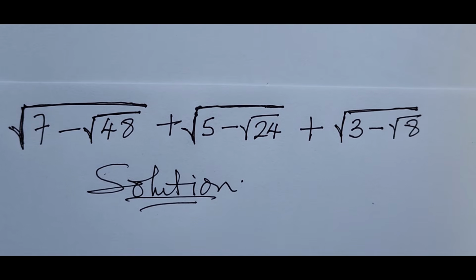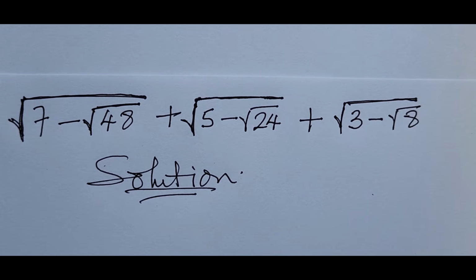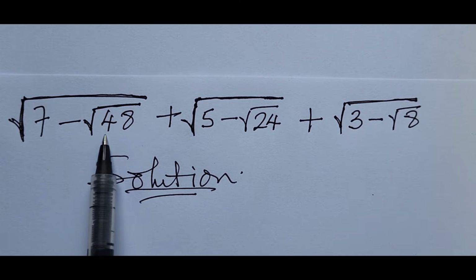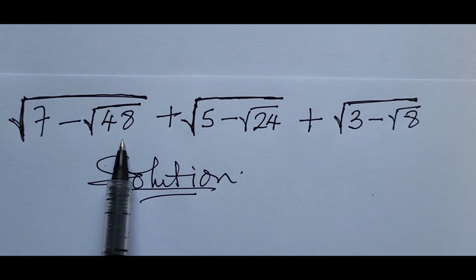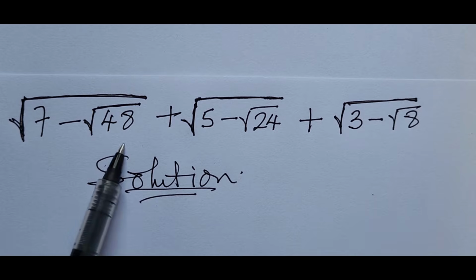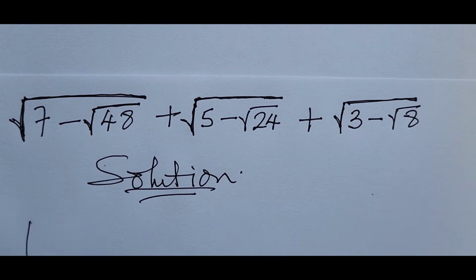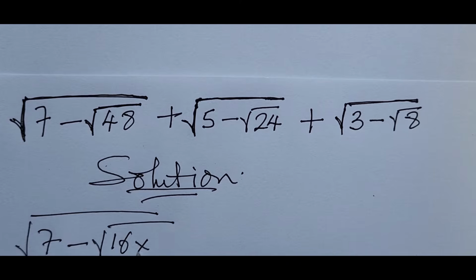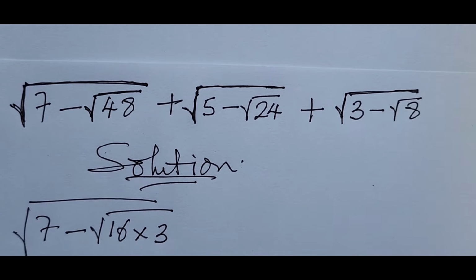So we're going to go step by step here. The first thing we're going to look at is the radical inside the major radical. The figure inside here is 48, right? What if I said 48 can be expressed as 16 times 3? Yes, we all know that, right? So we can rewrite the first expression as the square root of 7, then minus the square root of 16 times 3. This is easy. Good. Then we go to the next one.